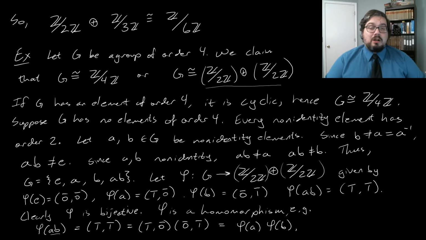But once you run through all of those, and note that this same sort of relationship happens on each of them, then you'll see that G is in fact isomorphic to Z mod 2Z direct product with Z mod 2Z. Thus, this shows that, among other things, this direct product is not isomorphic to Z mod 4Z, and so the direct product of cyclic groups is not necessarily a cyclic group.